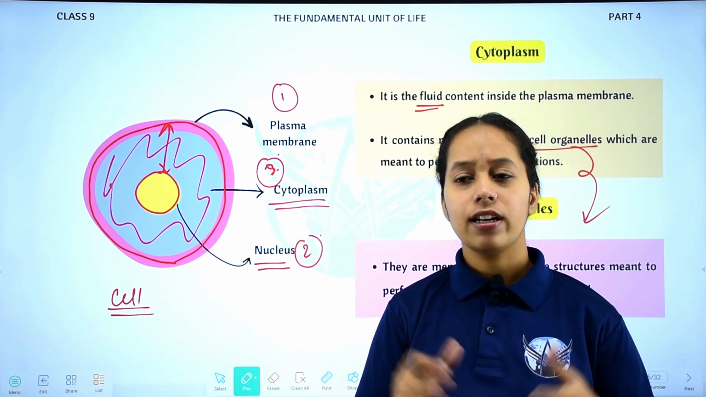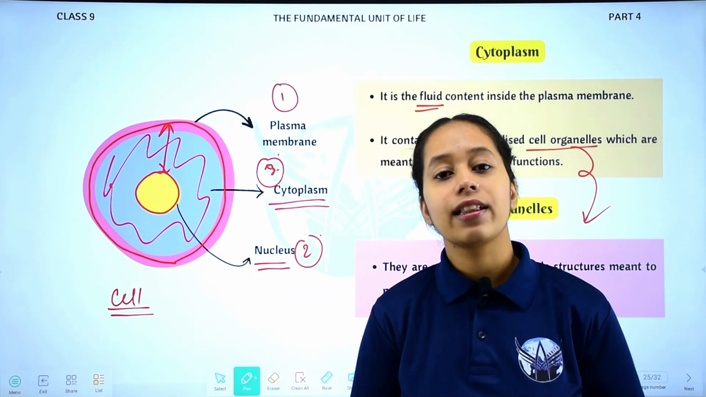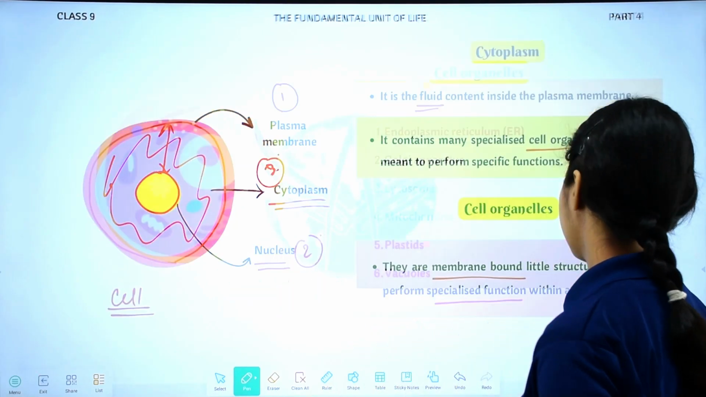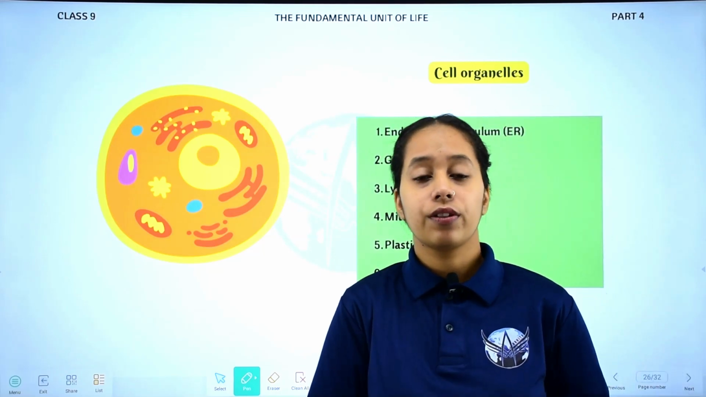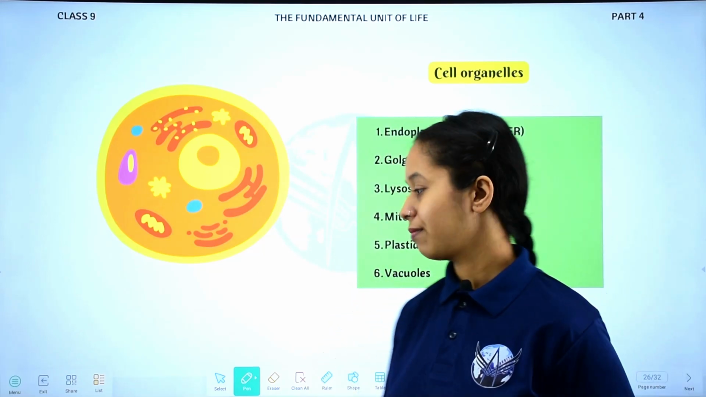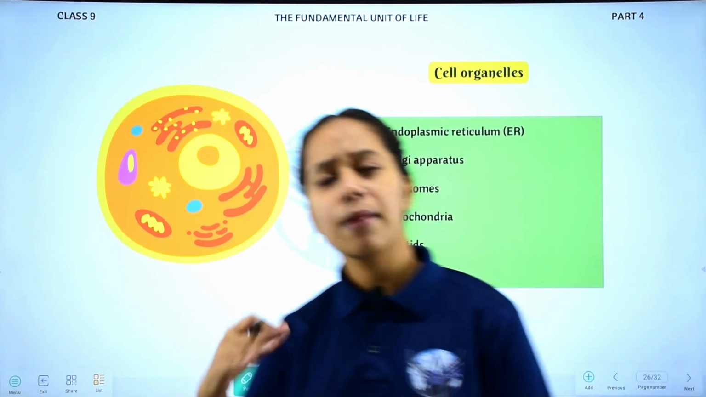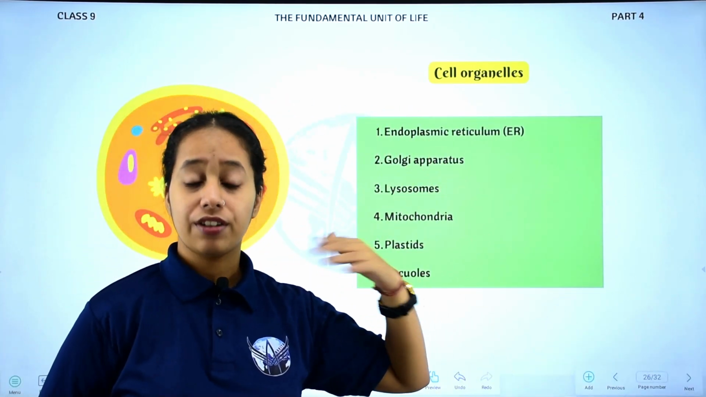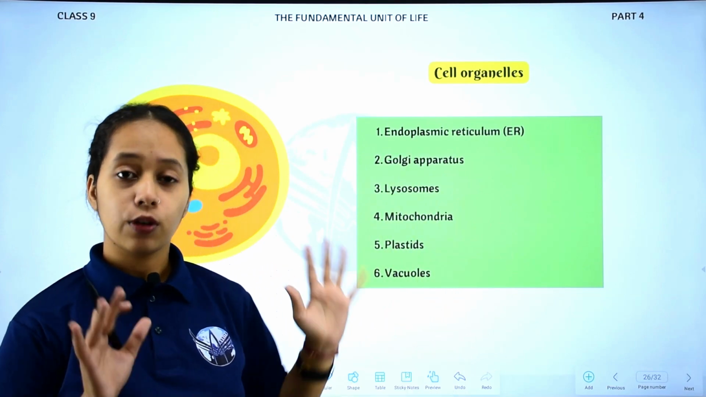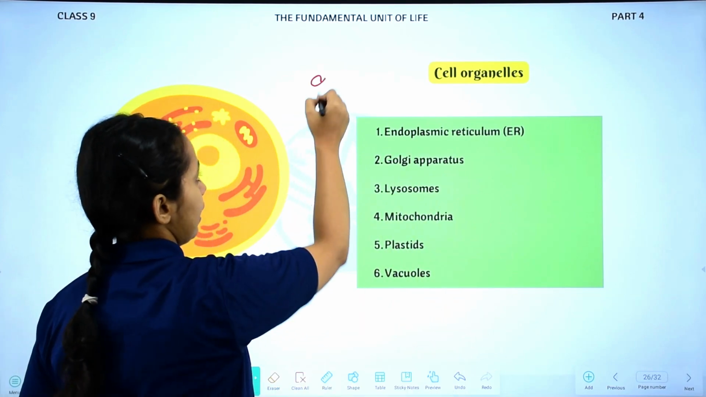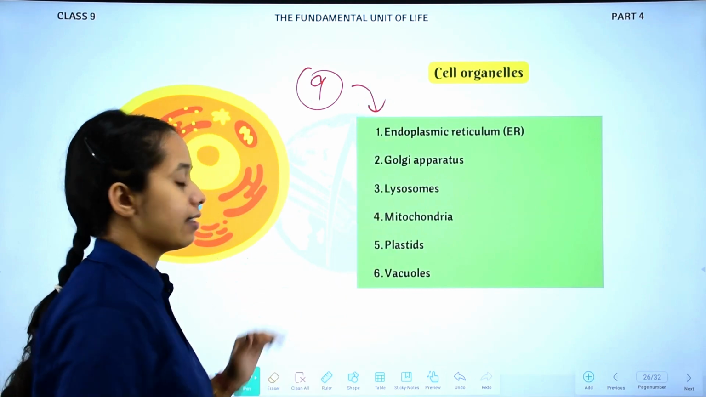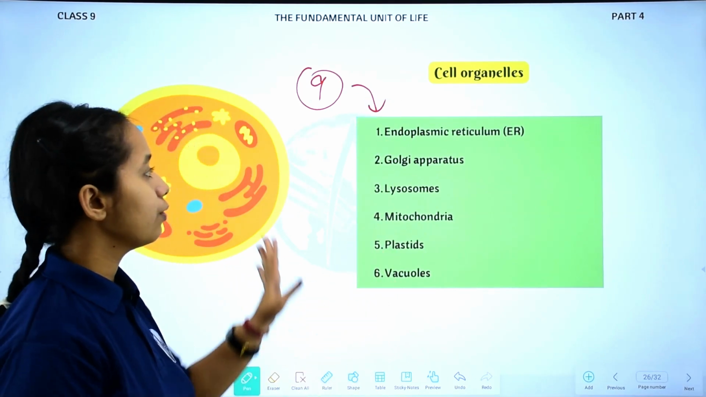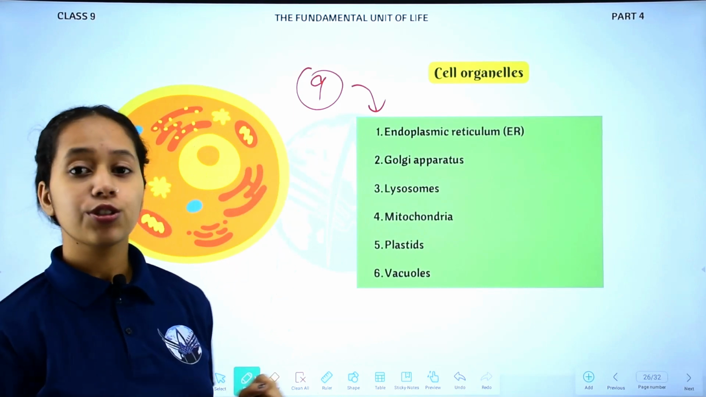Now a cell contains a lot of cell organelles. There are many cell organelles, which have many different functions and roles of their own, but for class 9 standard we will only discuss 6 of them. What are the 6 cell organelles that we need to study? Number 1, we have endoplasmic reticulum, in short ER.